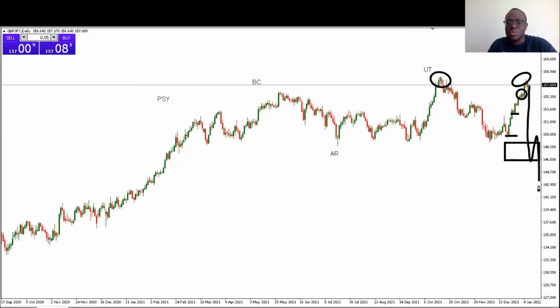pushing to the downside. And we'll be expecting the price to come around this 139,400 zone, where we have these order blocks here, especially this one. Right, so these are the movements that we'll be expecting on the GJ.